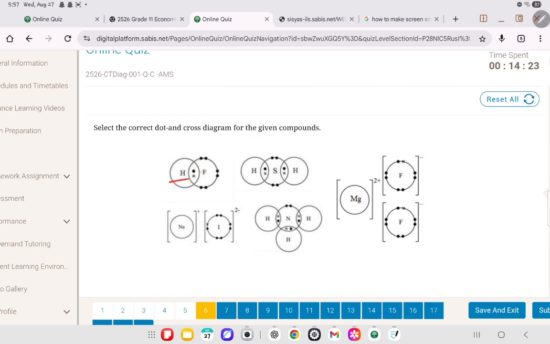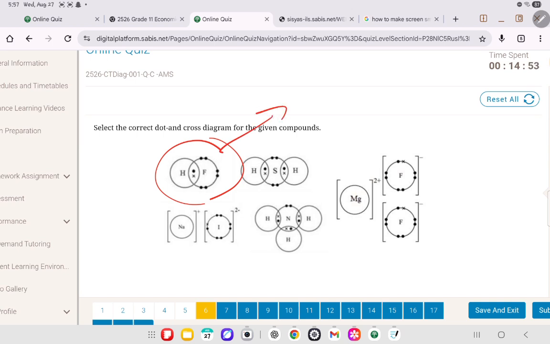First of all, we have H and F. They are both non-metals, so they're forming a covalent compound. As you can see, they are sharing their electrons. My bad, I accidentally cut off the other video. So as you can see over here, H and F, they are sharing the electrons.